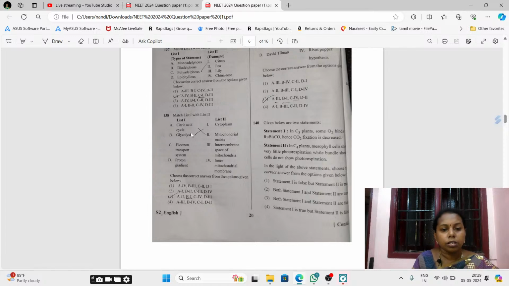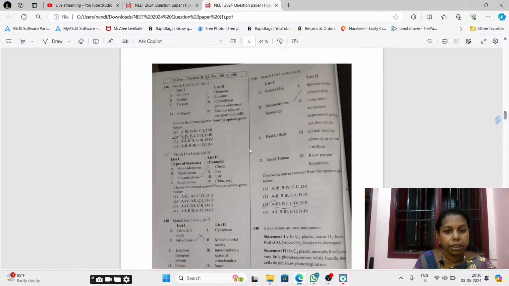138. Citric acid cycle happens in the mitochondrial matrix. Glycolysis in the cytoplasm. Electron transport system in the inner mitochondrial membrane. And proton gradient in the intermembrane space of mitochondria, which is in option 3. So 138 is option 3.